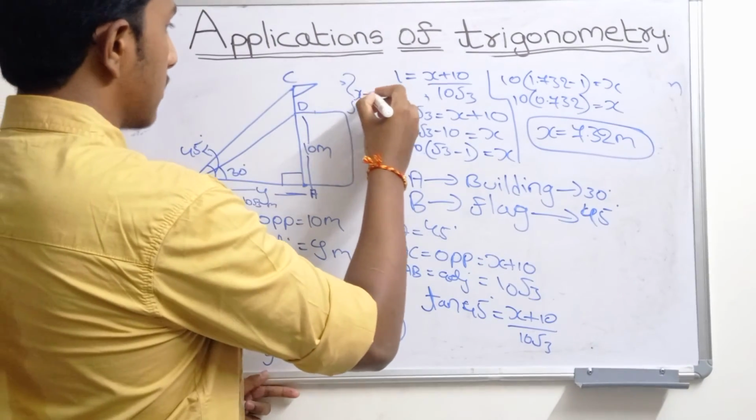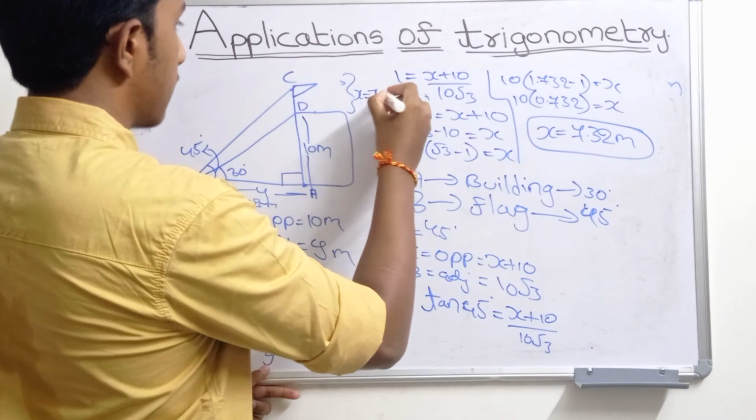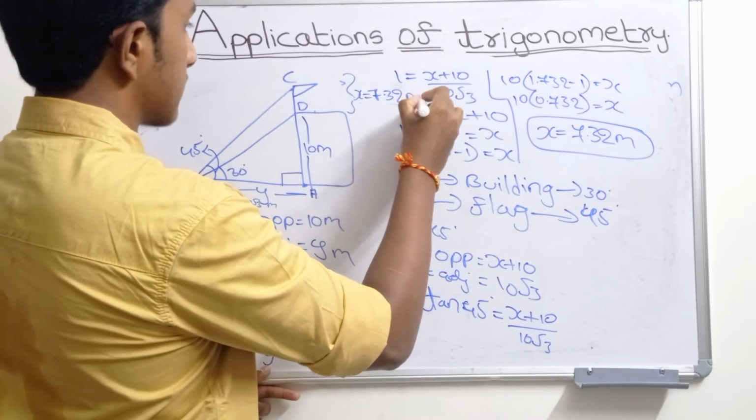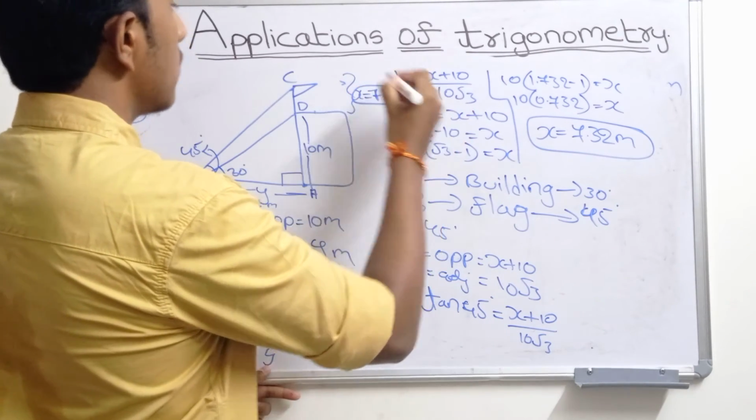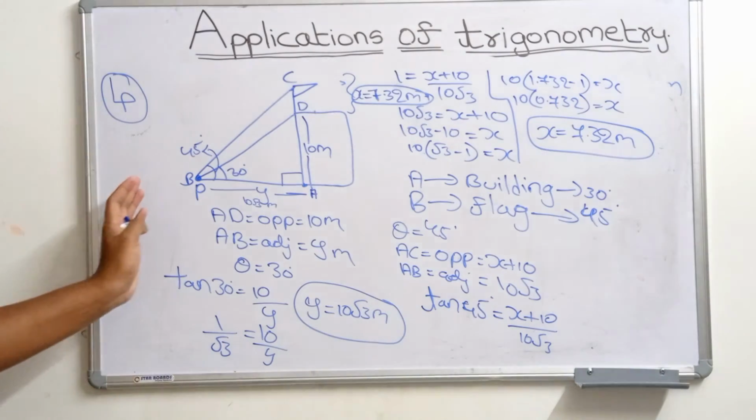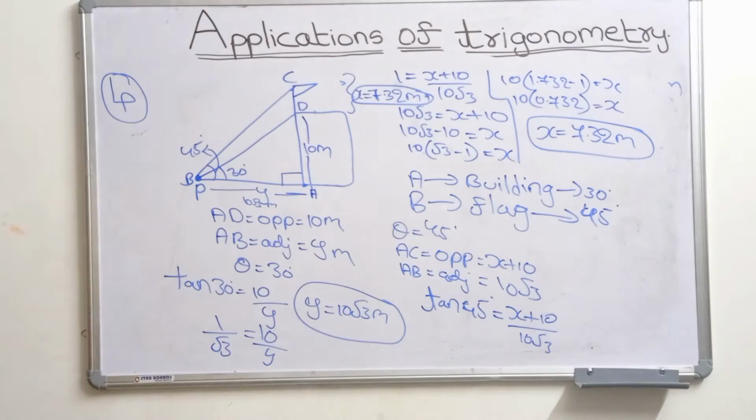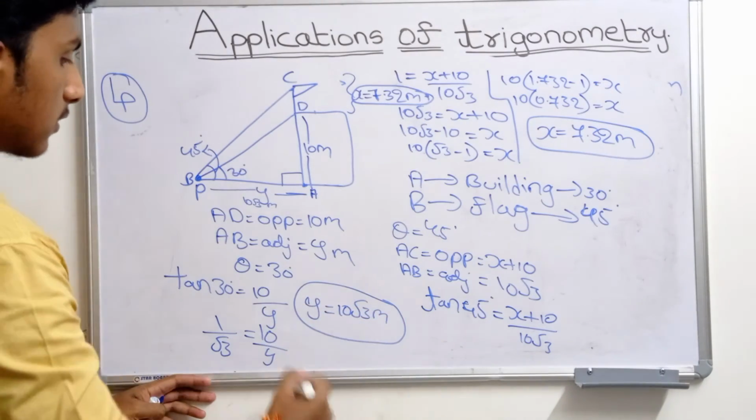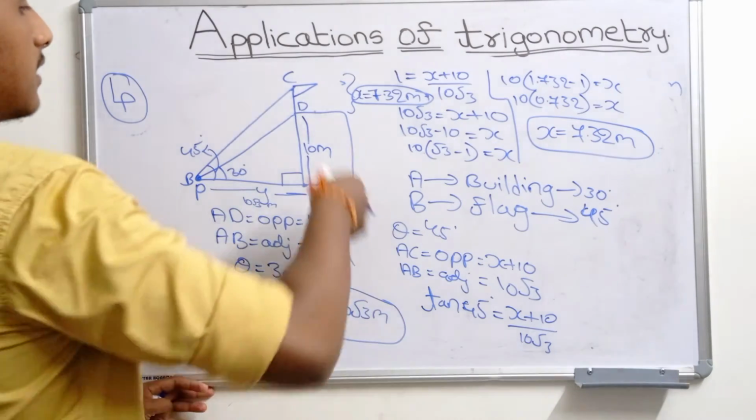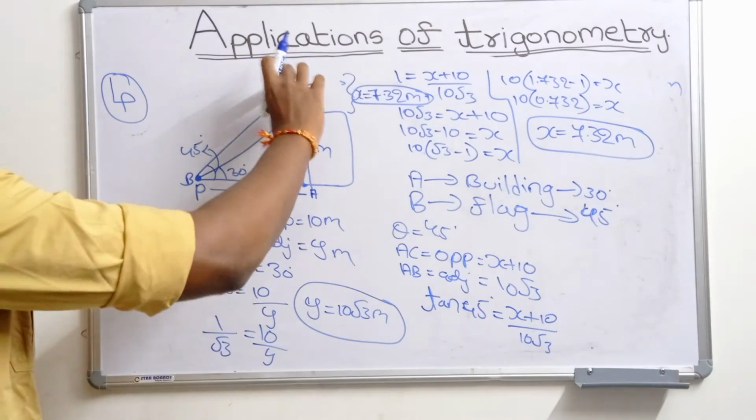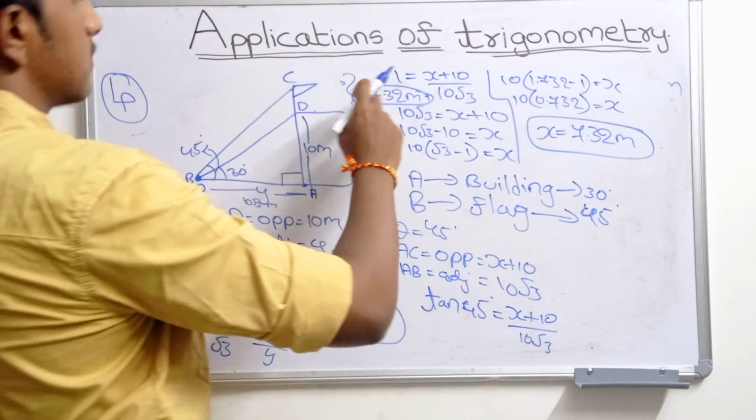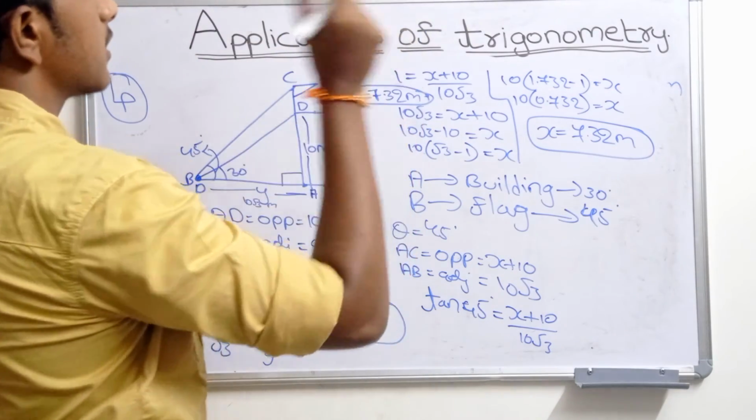Whereas x is equal to 7.32 meters. So we got the two answers asked in the question: the distance between the foot of the building and the point P, that is y, is equal to 10 root 3 meters, and the height of the flag staff is equal to 7.32 meters.